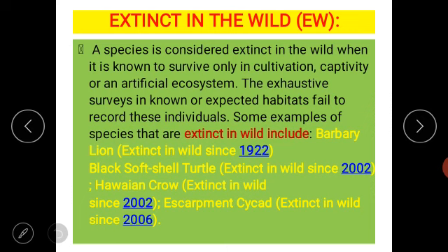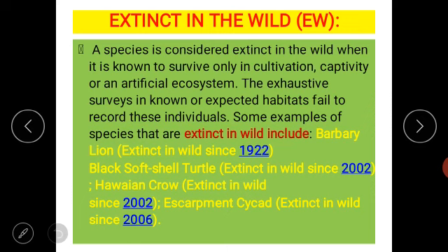Extinct in the wild. Now these are the species which are extinct in the wild, means they are extinct only in the wild, means they are not present in the forest. They are finished from forest but are conserved in some national parks and sanctuaries. So that is called extinct in the wild.